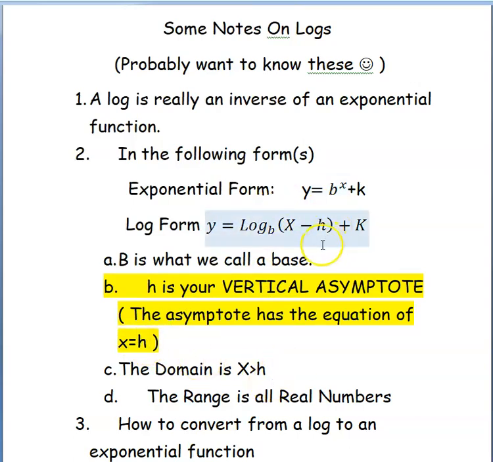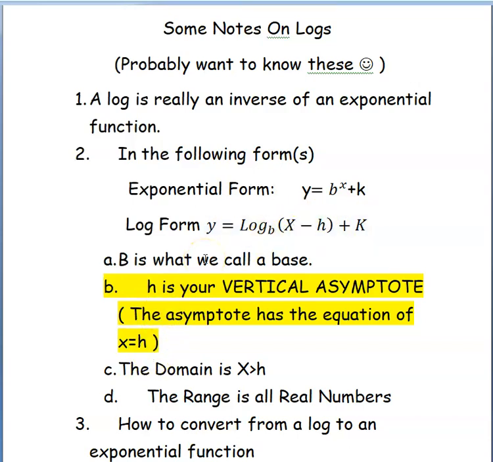So what that means is this. If this were x minus 7, our asymptote would be x equals 7. If this were x plus 5, we'd have negative 5 as my asymptote. That's very key here. H is my vertical asymptote. It's the opposite on the inside.